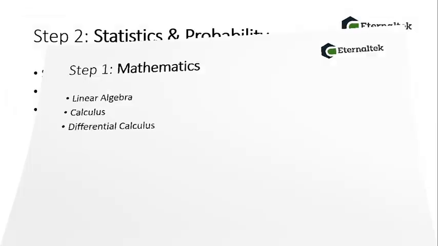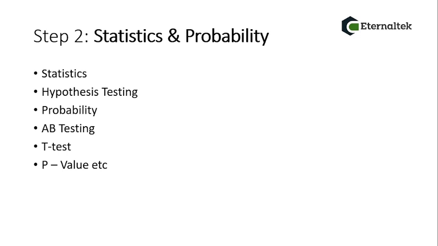The next step is stats and probability. In stats and probability there are different types of topics, like statistics, hypothesis testing, probability, A/B testing, T testing, p-value, etc. There are a lot of things in stats and probability, and we need to cover every topic. If you are dealing with problem statements that require stats and probability measurements, based on them we can easily identify the problem and missing data. Everything is present in the data, so that's why we need stats and probability.